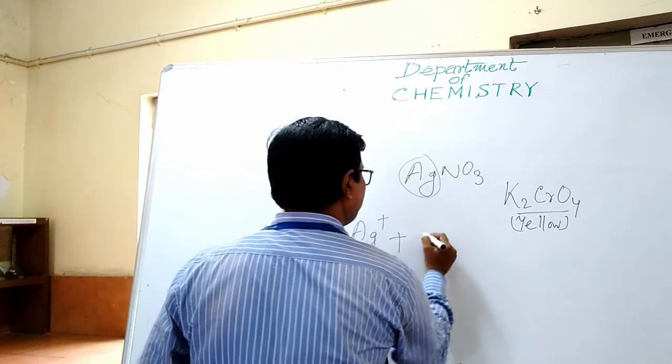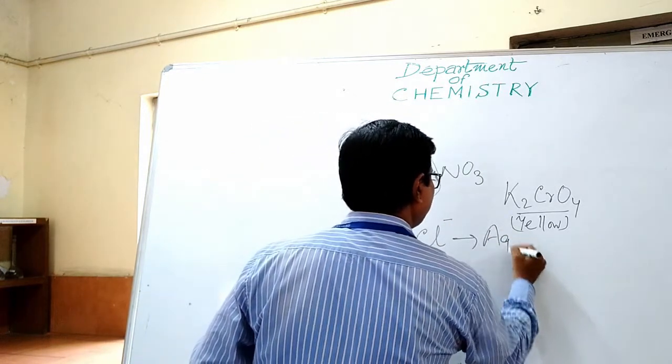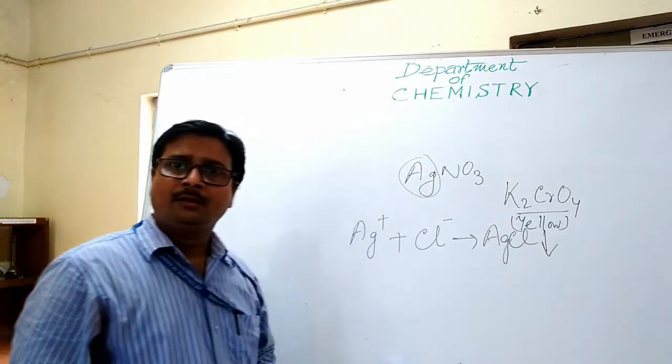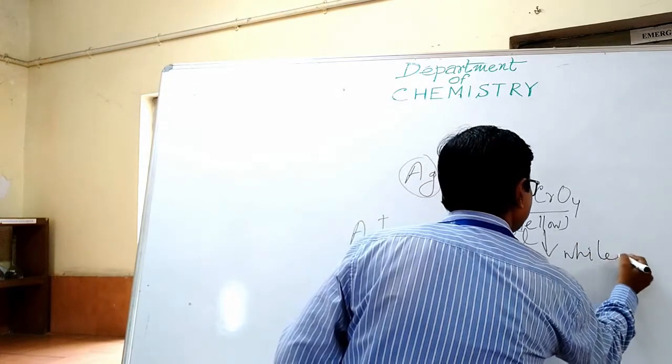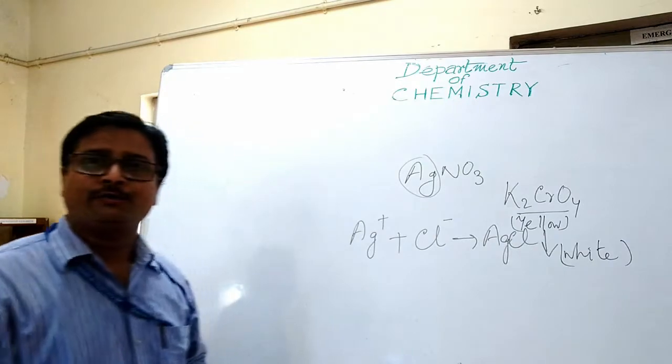So what happened? Ag+ plus Cl- forms AgCl precipitate. Okay, that is white in color. The white precipitate is precipitated out first.